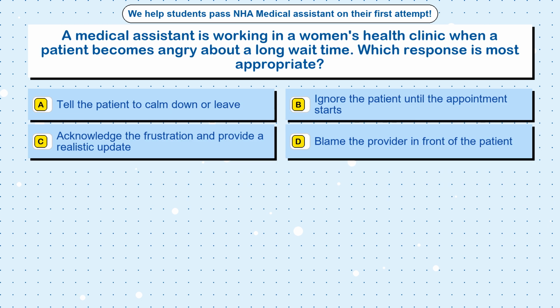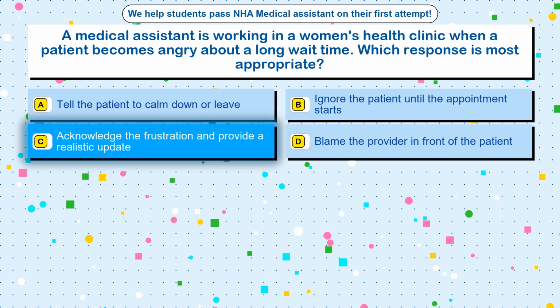Question 50. A medical assistant is working in a women's health clinic when a patient becomes angry about a long wait time. Which response is most appropriate? Option A, tell the patient to calm down or leave. Option B, ignore the patient until the appointment starts. Option C, acknowledge the frustration and provide a realistic update. Option D, blame the provider in front of the patient. The correct answer is option C, acknowledge the frustration and provide a realistic update.